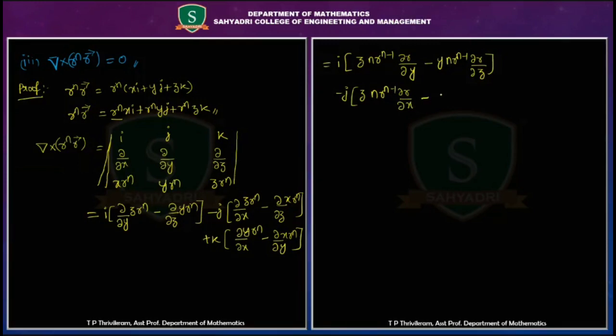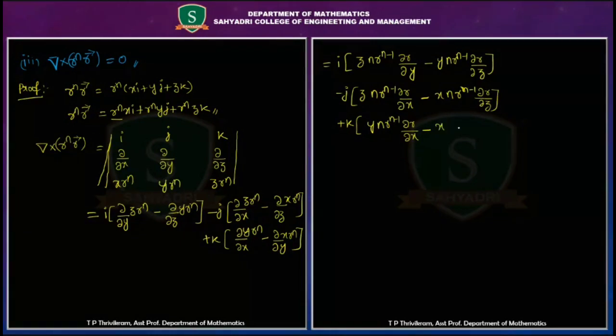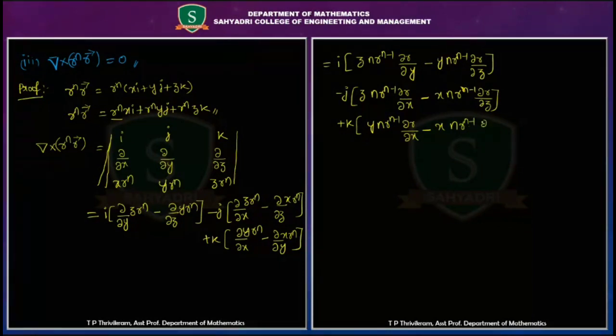Minus x into n into r power n minus 1, dou r by dou z. Plus k into y into n into r to the power n minus 1, dou r by dou x, minus x into n into r to the power n minus 1, dou r by dou y.